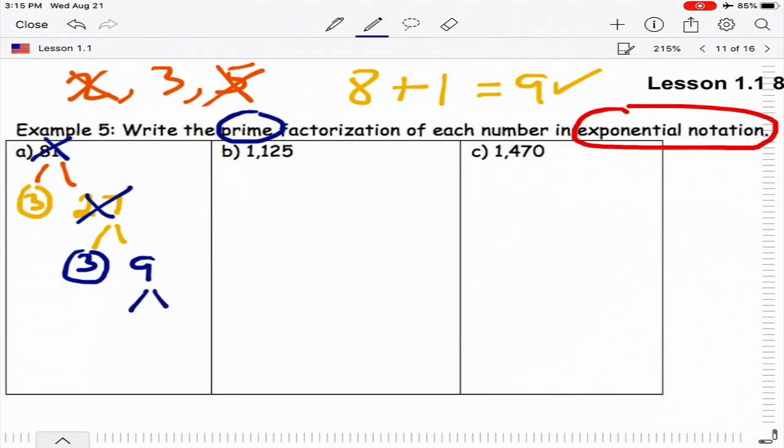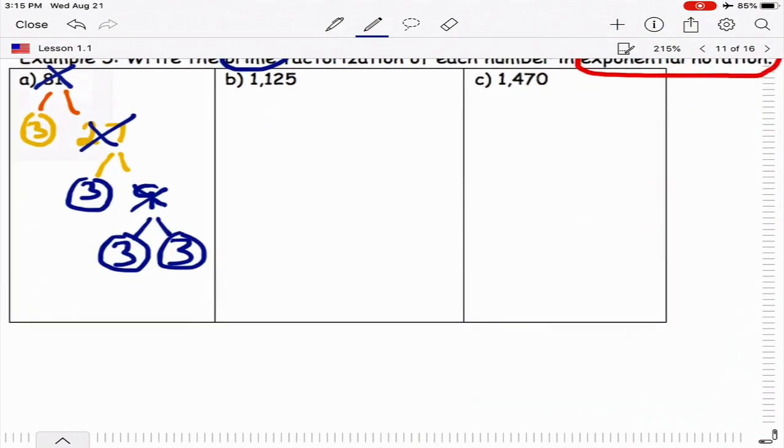So now we'll break down 9. By here, most of you know that 3 times 3 is 9, and you circle the 3's because they're prime. Once again, 9 was composite, so I don't need that either. I only care about the prime numbers. So now I have 1, 2, 3, 4 3's. So my final answer is 3 to the 4th power.